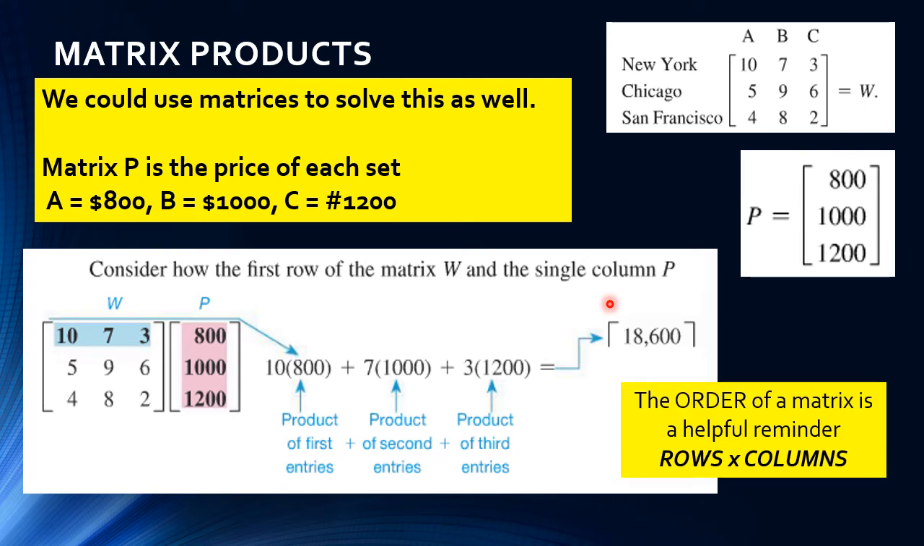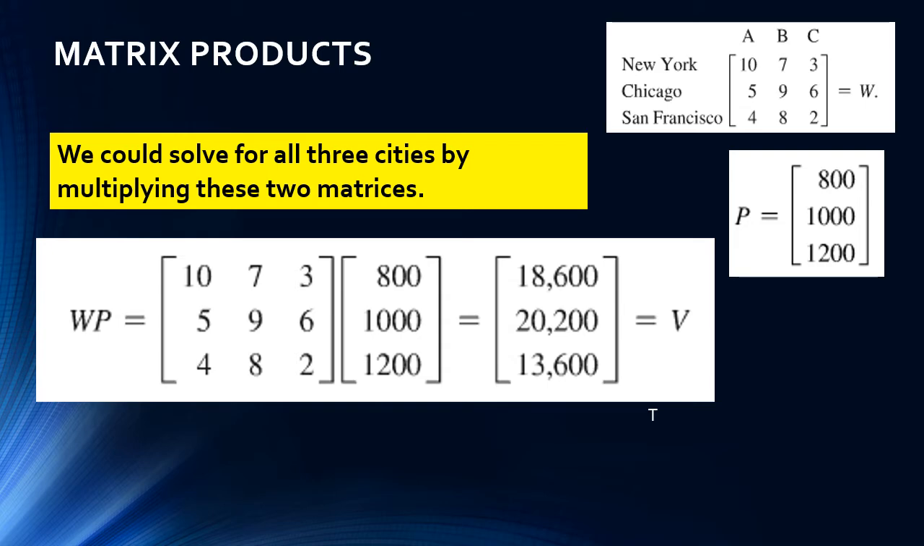The order of a matrix, as I mentioned, is a helpful reminder: row by columns. And what we do is take the rows of the first matrix times the columns of the second matrix. So what I've done here is I've transposed that row into a column so it's easier to see. So take that row, turn it into a column, and then multiply across, and then add all of those products. So by doing this matrix multiplication, the warehouse times the price, we can actually find the values of the sets in all 3 cities, New York, Chicago, and San Francisco.